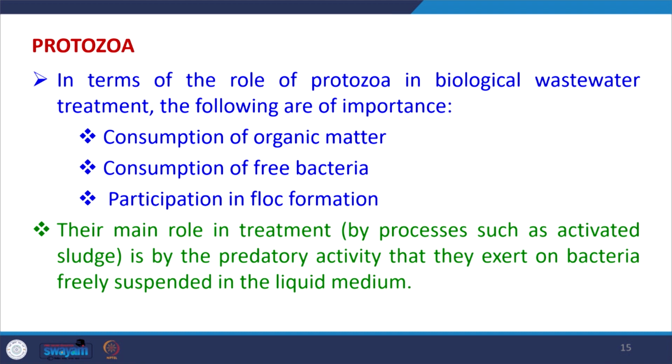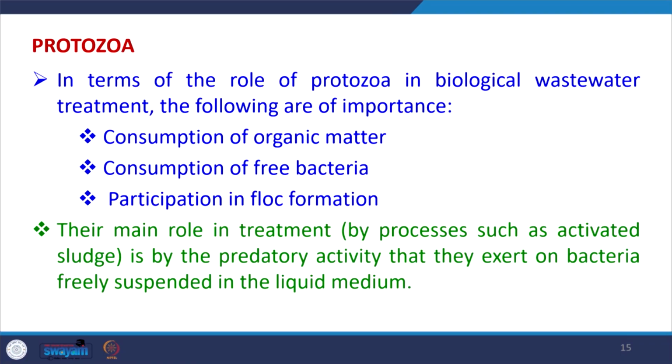Now, in terms of the role of protozoa in biological wastewater treatment, there are many important things. They help in the consumption of organic matter, they consume the free bacteria which are available, and they participate in floc formation or granule formation. So, it overall helps in the treatment efficiency. Their main role in treatment such as activated sludge is by the predatory activity that they exert on the freely suspended bacteria. This way they remove these bacteria which are freely suspended and not working, thereby improving the efficiency of the treatment process.